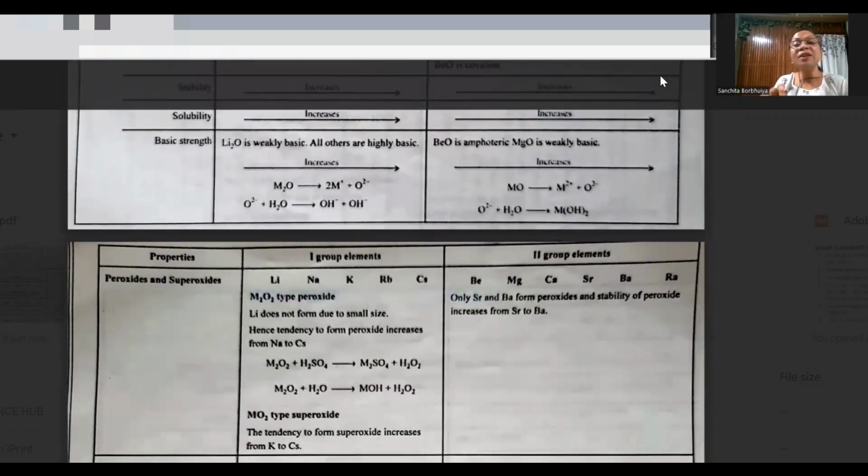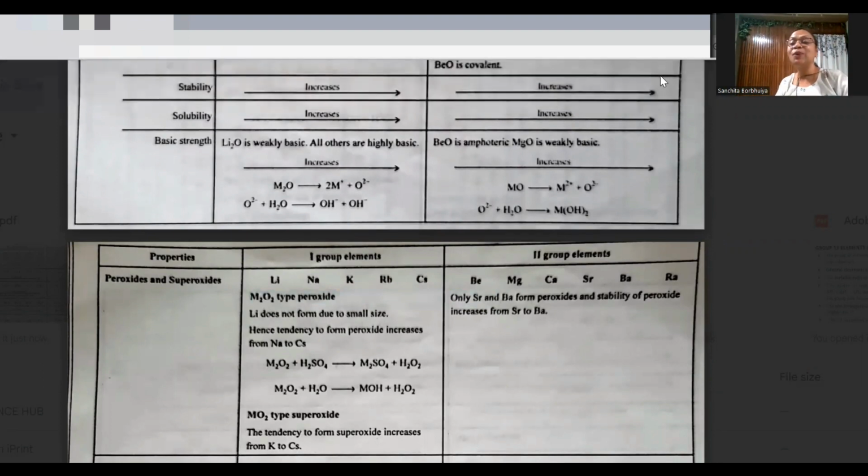Anytime you feel that I'm going a little too fast, pause the video and you can absorb it better. If you want, you can take down a pen and a paper and write down a few things like the exceptions. Exceptions happen. So just like beryllium oxide is covalent, write it down: beryllium oxide is covalent. You write it once and it gets registered.